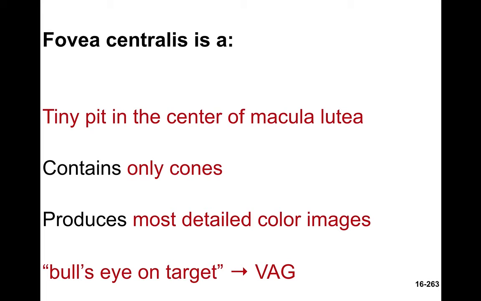The fovea centralis is a tiny pit in the center of the macula lutea that contains only cones, which means it's going to produce our most detailed colored images. If you're looking in your visual analogy guide, this will look like the bullseye on the target.